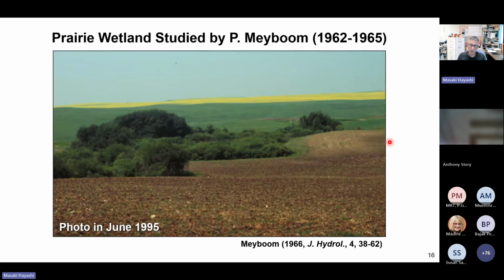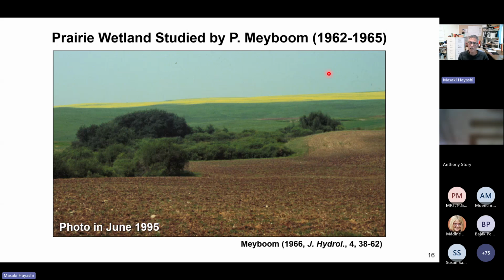Now, because of the importance of these wetlands, there were studies done as early as the 1960s by Canadian hydrologists. This original study was actually done by Peter Maibum, who was working with Joseph Toth when the flow system concept was developed. So this is a famous wetland studied by Peter Maibum. I was doing my PhD back in the 90s with Garth, and then I thought I would have to pay a visit to this holy place of prairie wetland hydrology. So I took this picture in 1995.